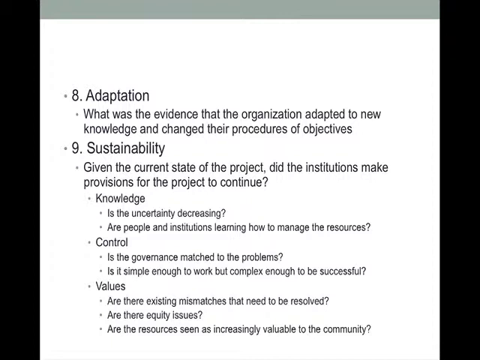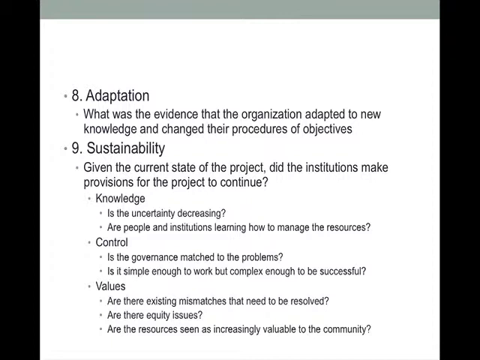And then finally, the sustainability, based on how it's operating now, not promises for the future or anything like that. Can you evaluate whether the uncertainty is decreasing? Do they know more about how to operate this now than they did before? And then the control: is the governance in the community matched to the complexity of the problems? And then also this tightrope: is the governance simple enough to actually work but complex enough to be successful?